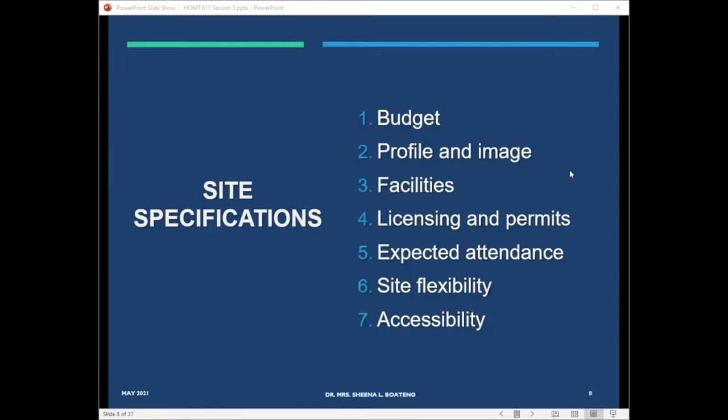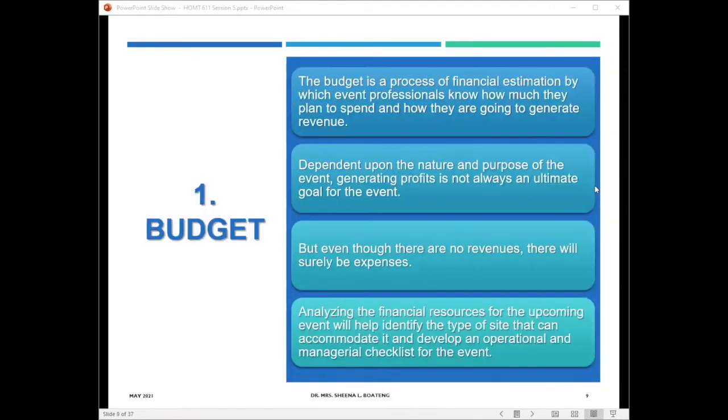And these include, one, your budget, two, the profile and image of the event that you are organizing, three, the facilities that are required, four, licensing and permits, five, the expected attendance to this particular event, six, site flexibility, and seven, accessibility. And we are going to take each of these and break them down and try to understand what they each entail, starting from budget.